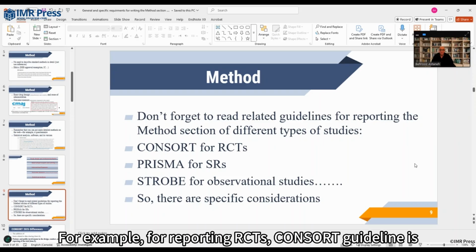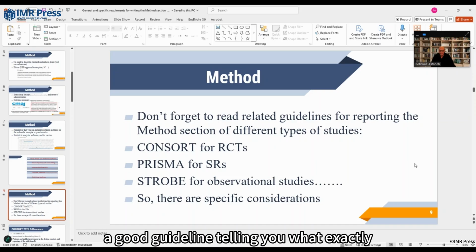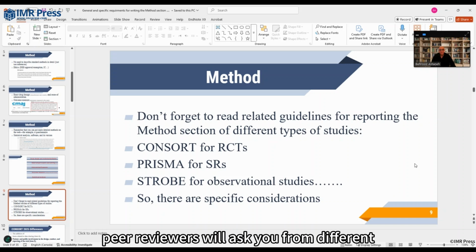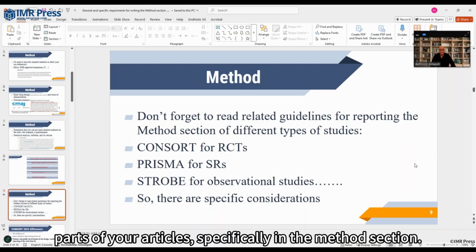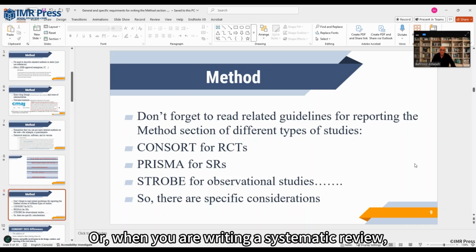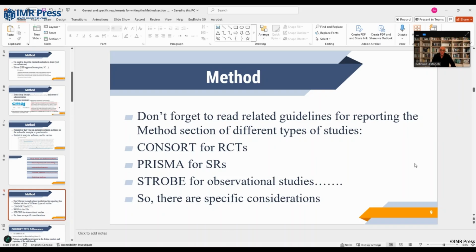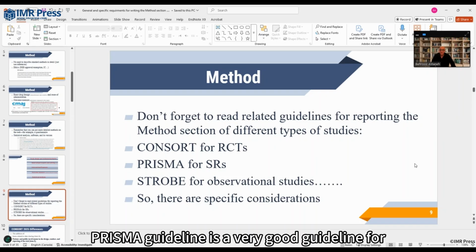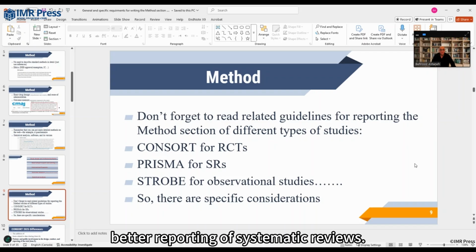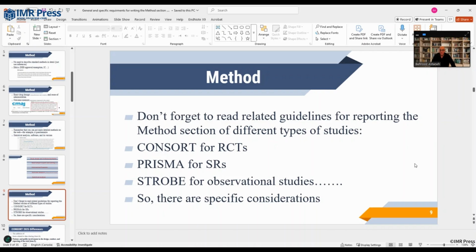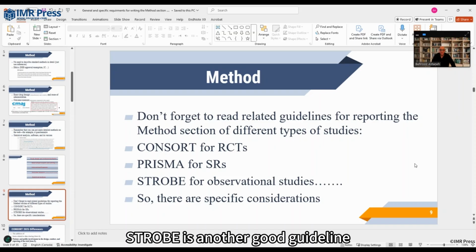For example, for reporting RCTs, CONSORT guideline is a good guideline telling you what exactly peer reviewers will ask you from different parts of your articles, specifically in the method section. Or when you are writing a systematic review, PRISMA guideline is a very good guideline for better reporting of systematic reviews. STROBE is another good guideline for reporting observational studies.